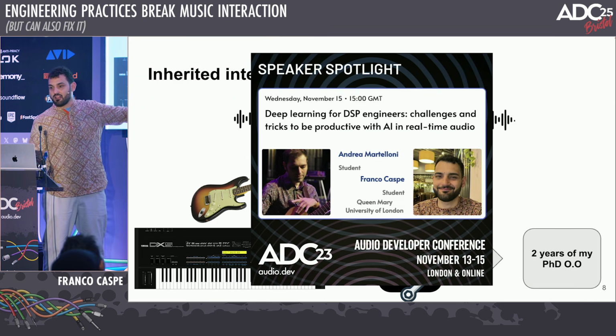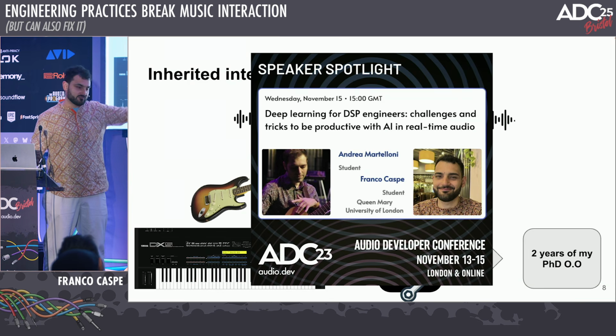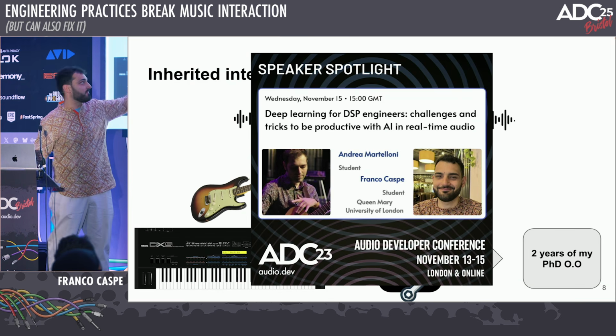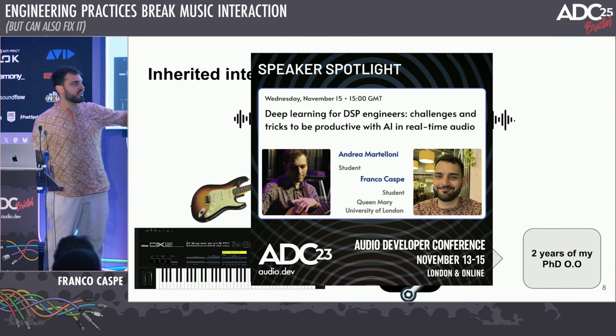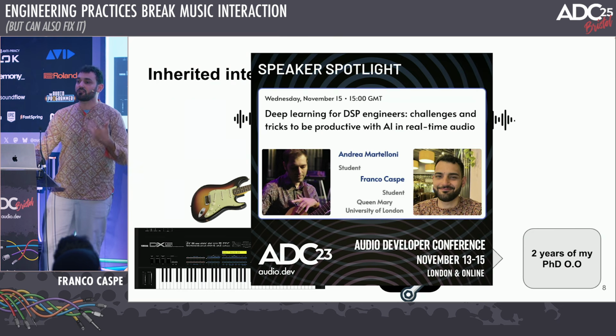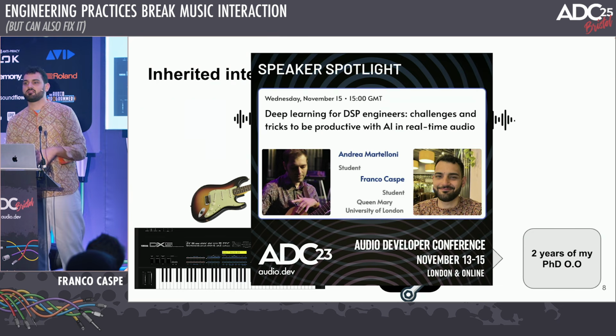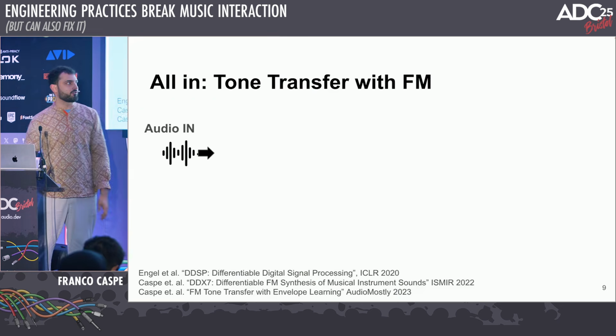And by the way, this is not a technical talk. The technical talk that I gave about the design and inference of the neural network was 2 years ago with my colleague and friend Andrea Martelloni. So if you want the technical side of this, you can take a look. But here we're talking about design decisions and the technical challenges that emerge from them.